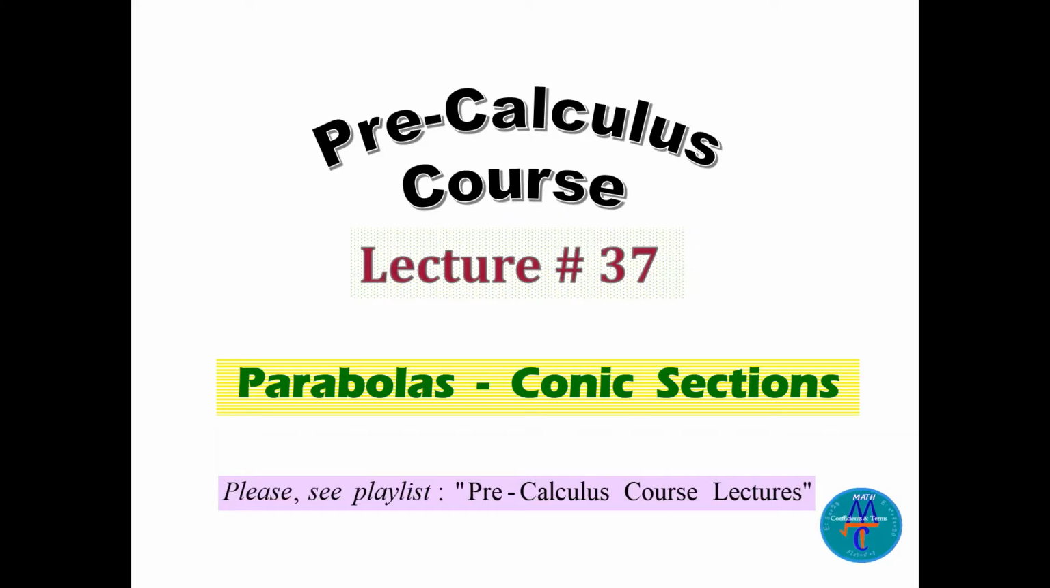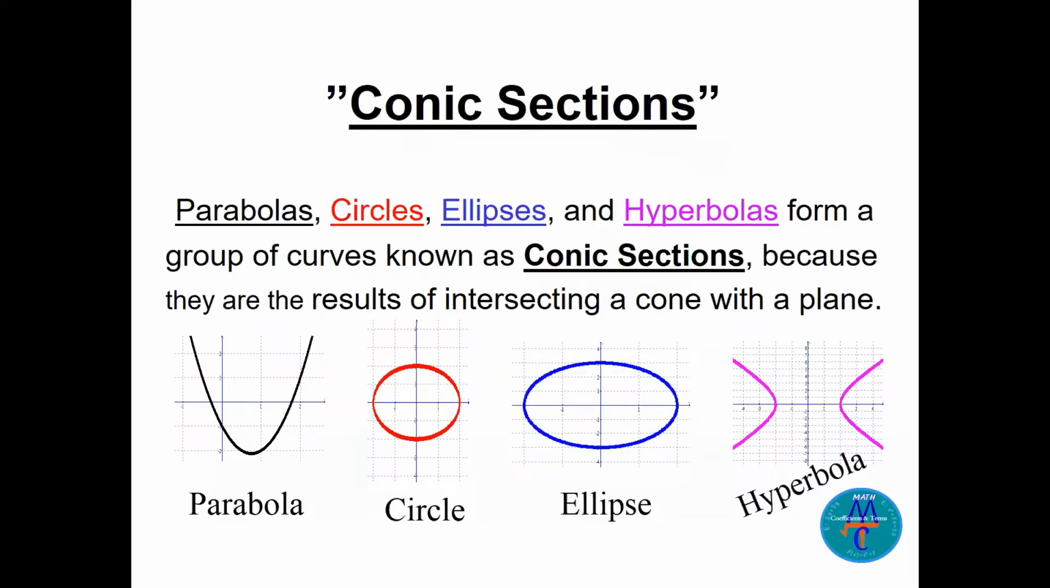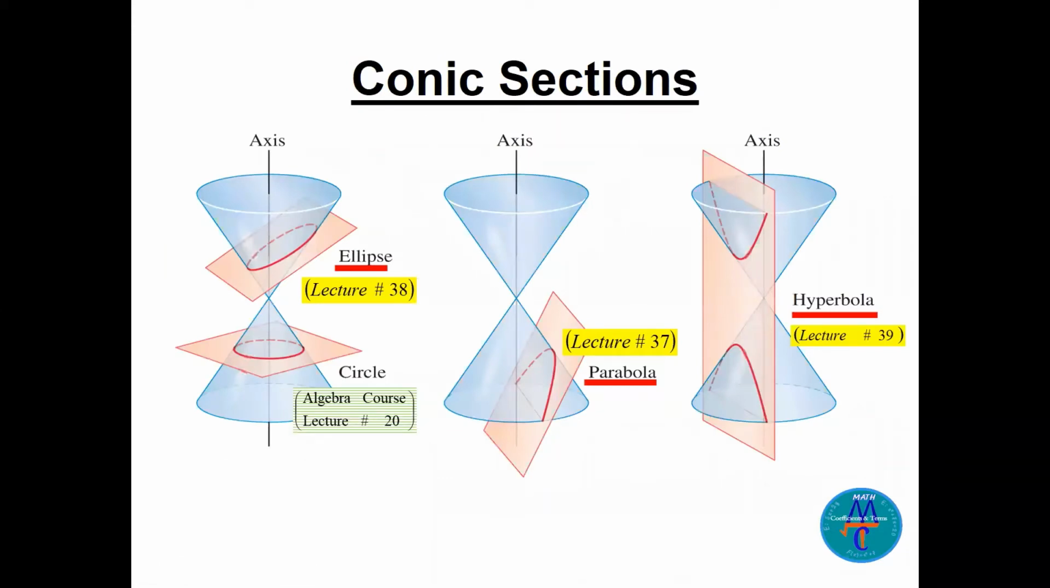This is lecture 37 of the pre-calculus course about parabolas, conic sections. When we see these graphs, the parabola, circle, ellipse, and hyperbola, we call these conic sections. I will show you in the next slide why we call them conic sections. These graphs are coming from the intersection of a cone and a plane.